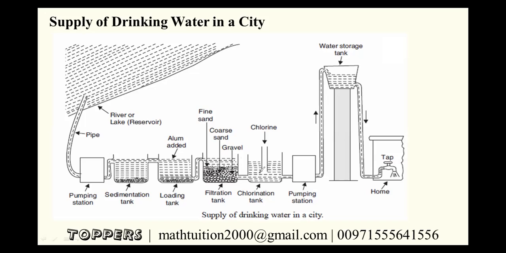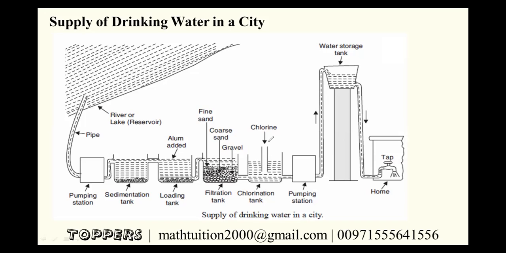1, 2, 3, 4. First one, sedimentation, where the main solid particles will be sedimented, right? Then loading tank, by adding some chemical, we will separate some kind of elements. Then it is going to the filtration tank. They're using fine sand, coarse sand, gravel, etc. It will be filtered, and it is coming to the chlorination tank, where we will add chlorine.